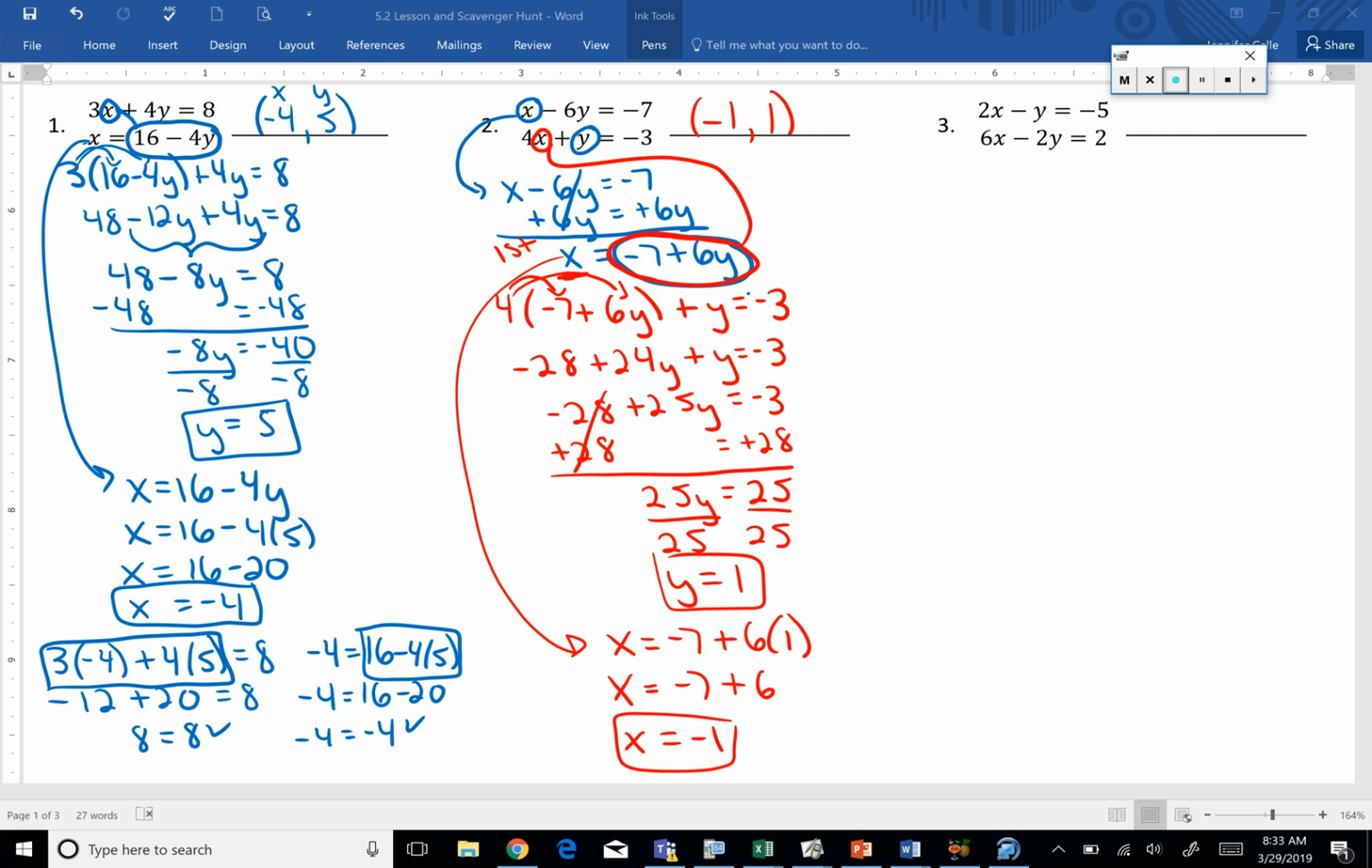So as we look at number 3, what's going to be the easy choice to get by itself? Which variable is going to be the easy choice? The y, we're at.